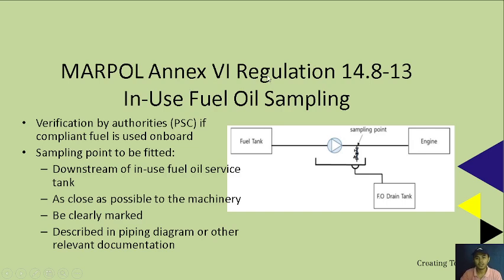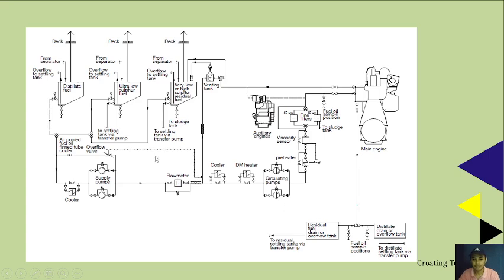Okay, so MARPOL Annex VI Regulation 14.8 to 14.3 uses fuel oil sampling, for verification by authorities that compliant fuel is used on board. So we have a sampling point to be fitted downstream of the in-use fuel oil service tank, as close as possible to the machinery. It should be clearly marked and described in the piping diagram or other relevant documentation. So, another diagram. Here is your tank, here's your engine. The fuel oil sample position is here, nearest to the engine.